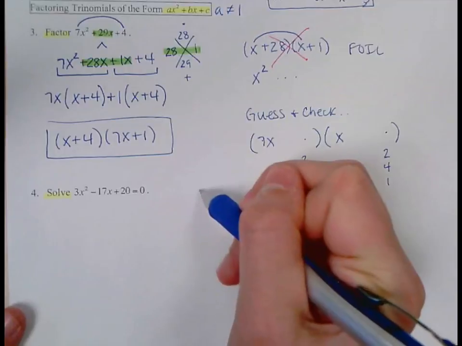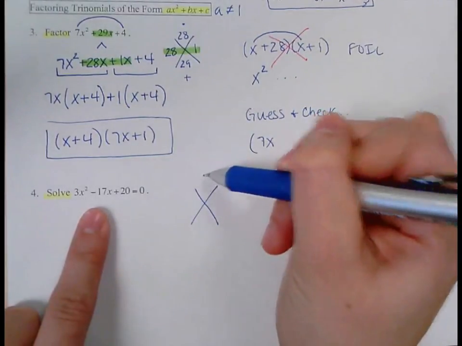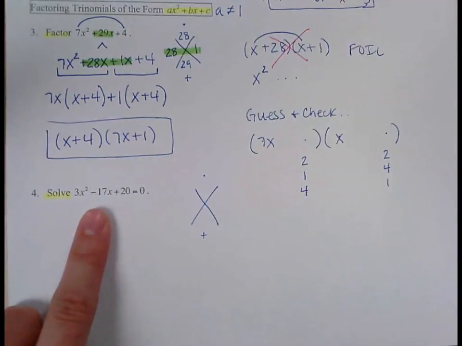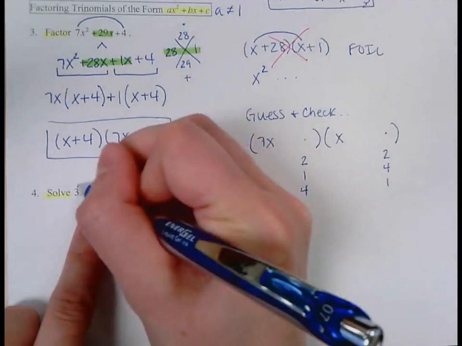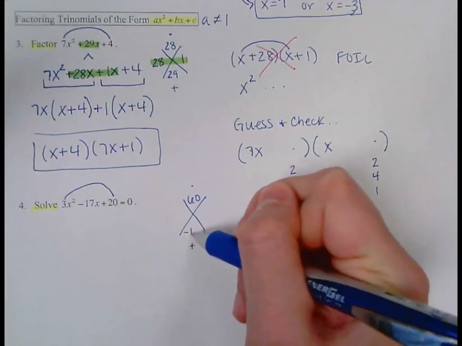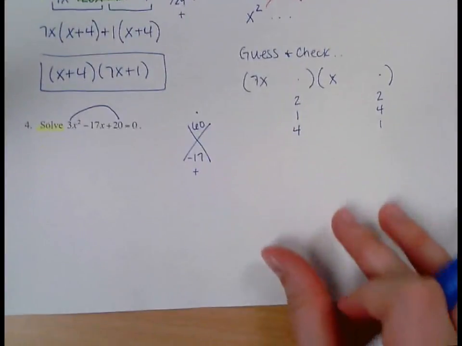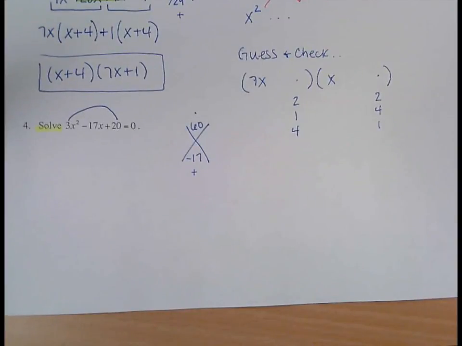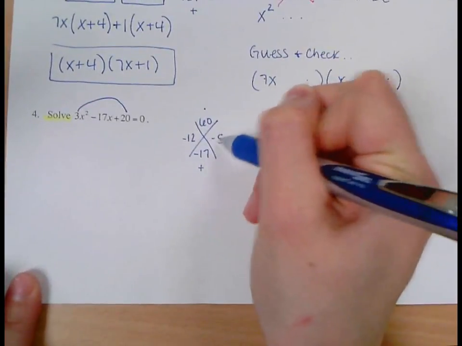just because I don't want this to take too much time with the diamond, for number 4, what are you trying to multiply to with your diamond? 60, the 3 times 20, and then you're adding to negative 17. Anybody know what two numbers would work? Grace? Negative 12 and negative 5, yes.